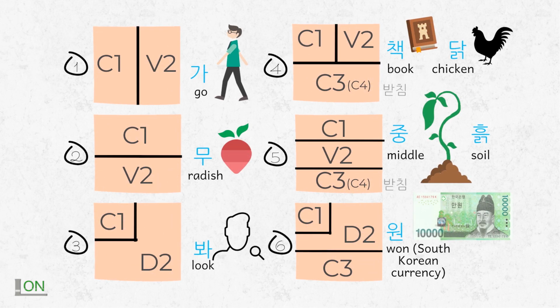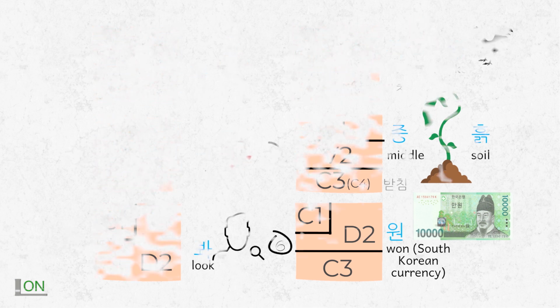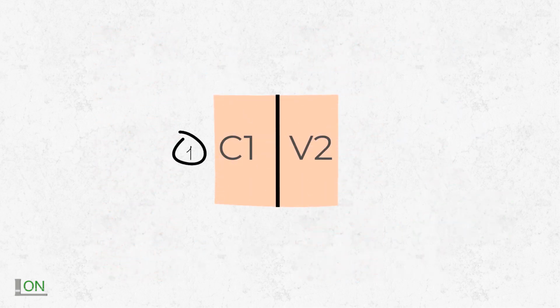Korean syllables are written in 6 different blocks, or you can call them squares. In one square, there can be no more than 4 letters. Let's look at the first square. Here, C stands for consonant. The number 1 stands for the position of this letter. V stands for vowel, and the number 2 means that the vowel stands in the second position after the consonant.